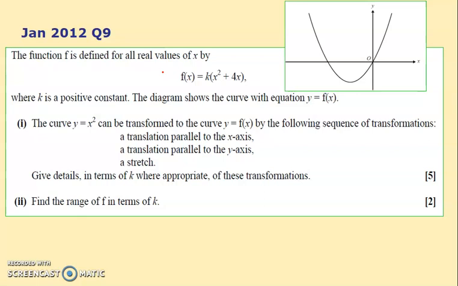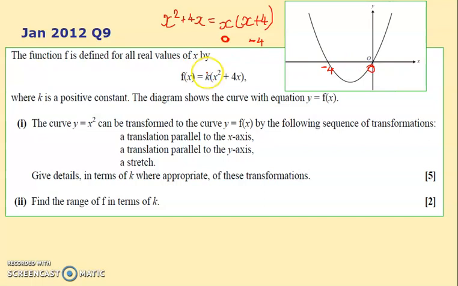The last one then is this one. It says that we've got this function f is defined for all real values of x by f of x equals kx squared plus 4x. Now, straight away I know x squared plus 4x can be factorized to x(x plus 4). And that means it will cross the x-axis at 0 and minus 4. And so presumably that's what this graph is doing.